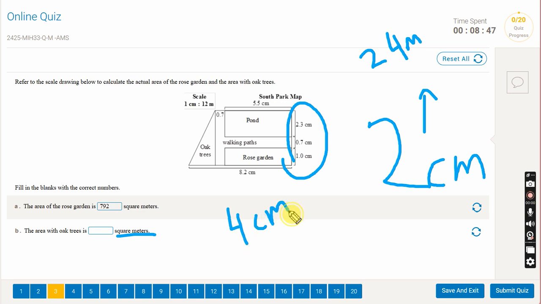It is 4 centimeters, right? This is 4 centimeters. That's 2 centimeters. What is this? This is our height. Now, we want to convert the centimeters into meters. 4 times 12 is 48. Okay, you get 48 meters. 48 meters and 24 meters.